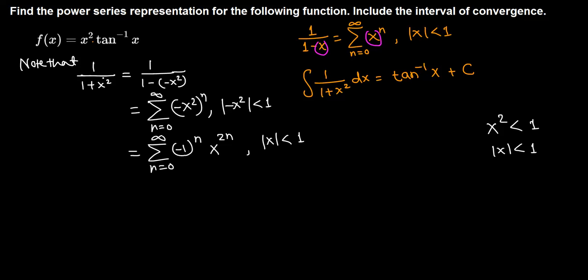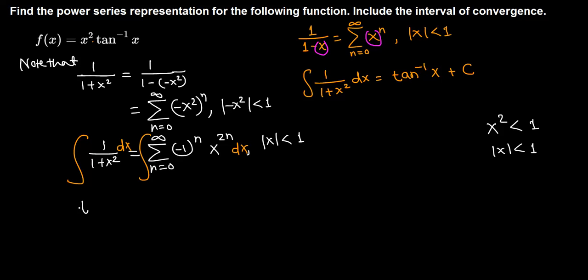So at least we found the power series for 1 over 1 plus x squared, and we know if we integrate both sides, then the antiderivative of 1 over 1 plus x squared is tangent inverse. We get the power series for tangent inverse, and later multiply by x squared to get the final answer. Now 1 over 1 plus x squared is this power series. Integrate both sides with respect to x.